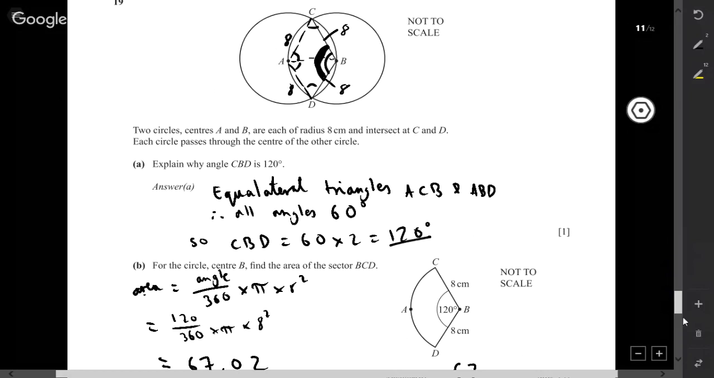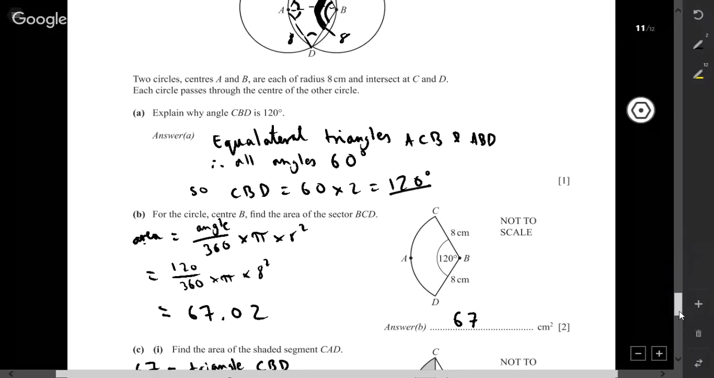Okay. Letter B. For the circle center B, find the area of the sector BCD. So, another equation you will have to learn, unfortunately, is the area of a sector, which is the angle of the sector over 360 times pi times r squared. So the angle of the sector is 120. So it's 120 over 360 times pi times our radius, which is 8 squared, and that comes to 67.02. We'll just put that as 67.